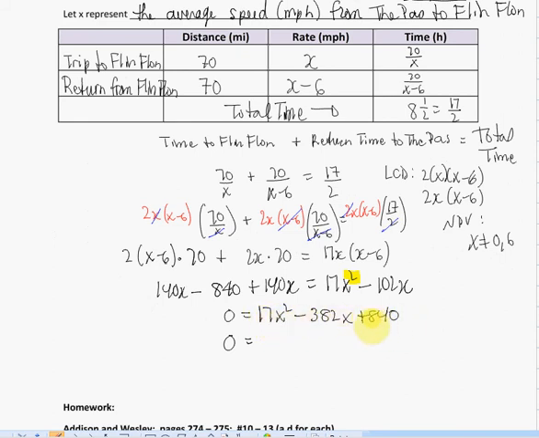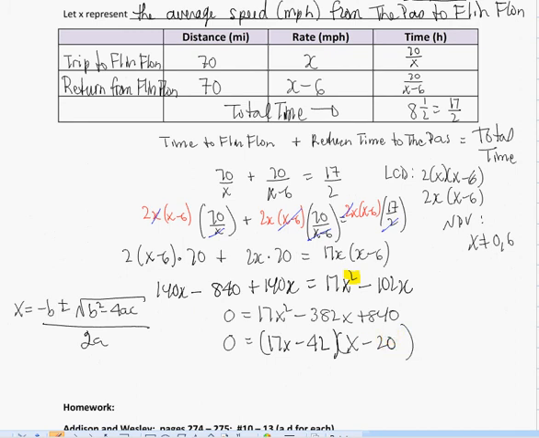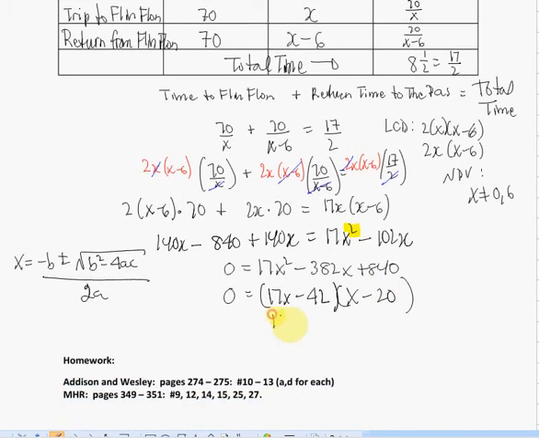All right, now this is factorable, but like I said in class, if you didn't feel that you could factor this, you can always use the quadratic formula, right? Which is x is equal to negative b plus or minus the square root of b squared minus 4ac over 2a. But I know it's factorable, so I'm going to factor. And I get 17x minus 42 and x minus 20. Okay, so when I solve for x, the first solution that I get is 42 over 17, which works out to 2.47. And then x equals 20. So here are two possible answers, 2.47 and x equals 20.